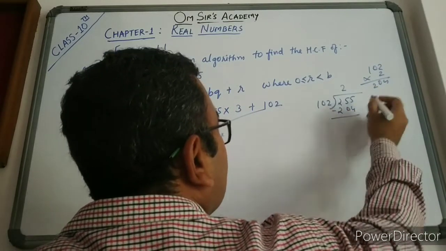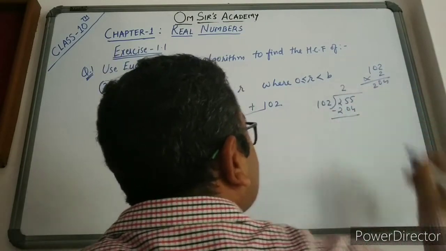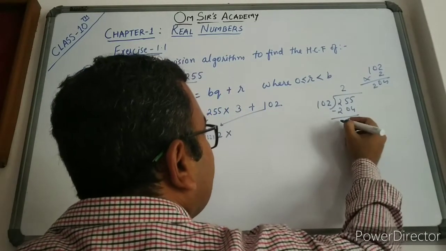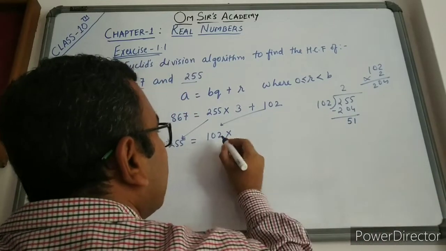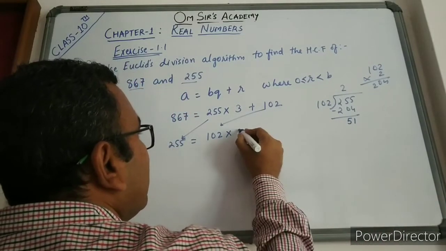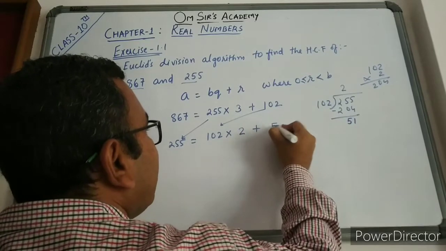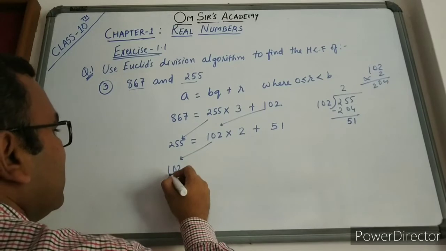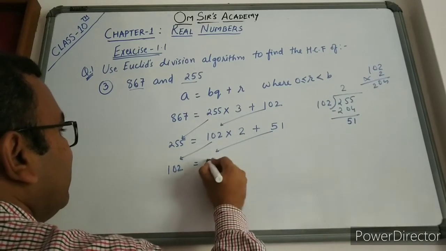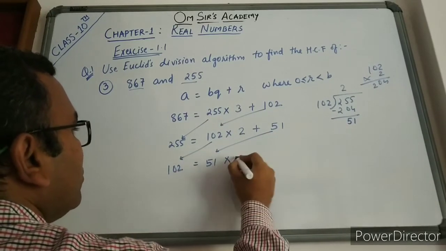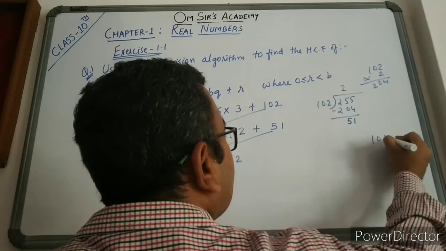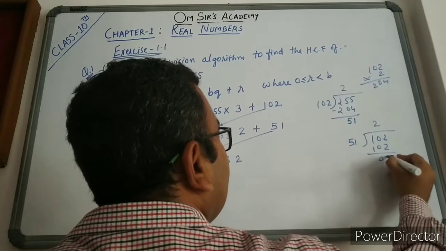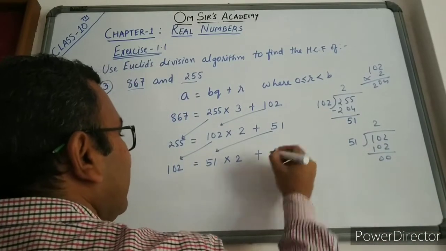If you multiply by 3, it will be 306. So 5 minus 4 is 1, 5 minus 0 is 5. So 51 is the remainder. So 102 into 2 plus the remainder 51. Now this 102 will become A and this remainder 51 will become B. So 102 divided by 51. 51 twos are 102. So the remainder left will be 0.